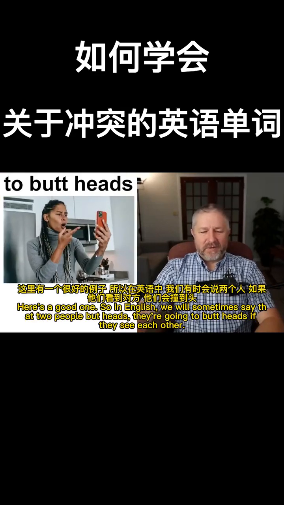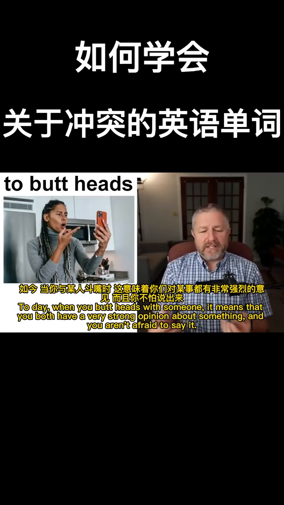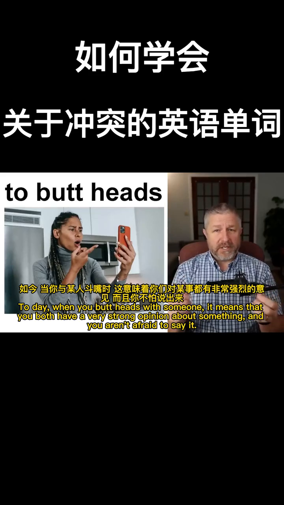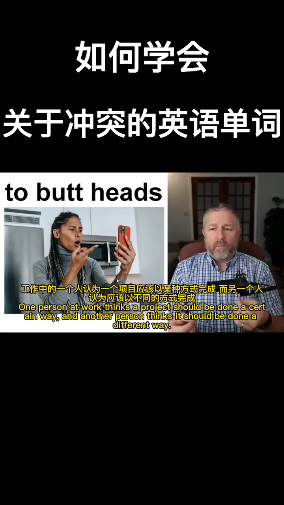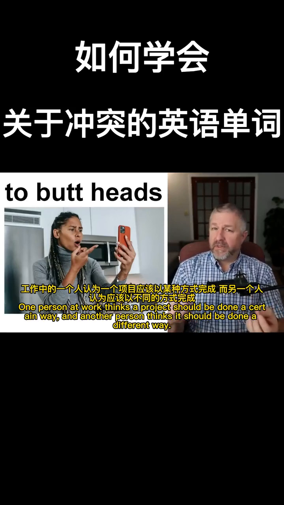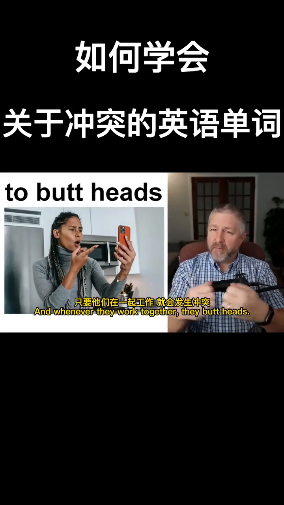Here's a good one. So in English, we will sometimes say that two people butt heads. They're going to butt heads if they see each other today. When you butt heads with someone, it means that you both have a very strong opinion about something and you aren't afraid to say it. Sometimes people will work with other people and they butt heads a lot. One person at work thinks a project should be done a certain way and another person thinks it should be done a different way. And whenever they work together, they butt heads.